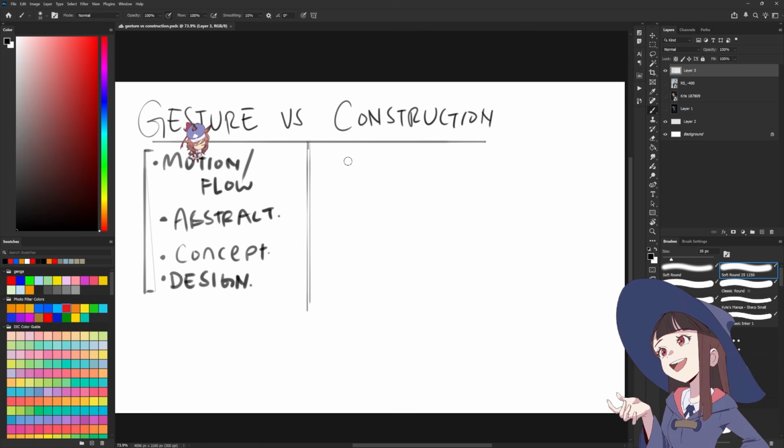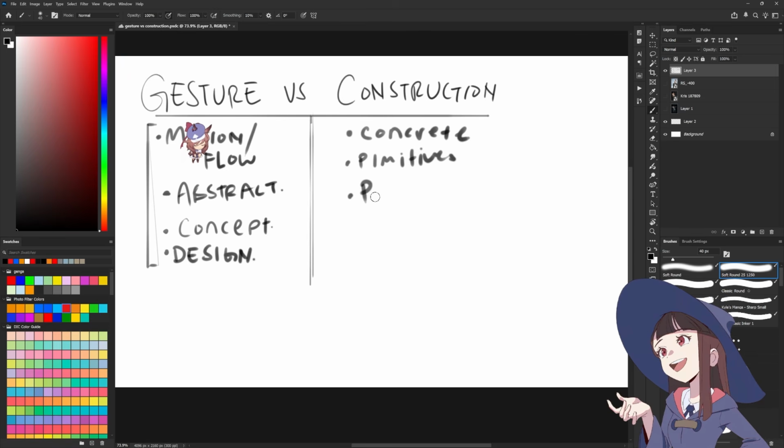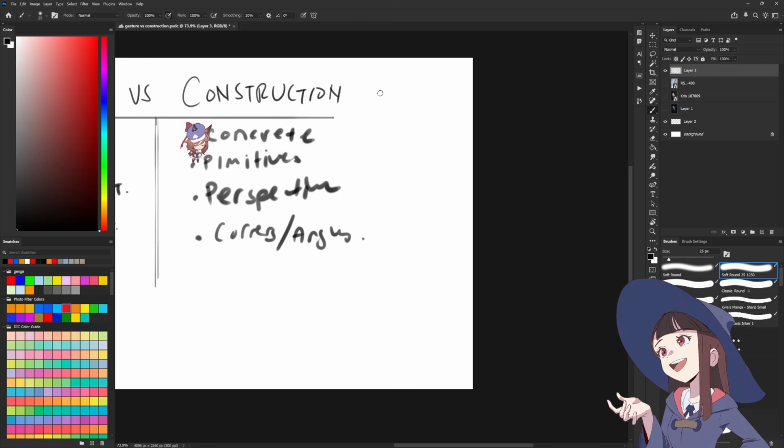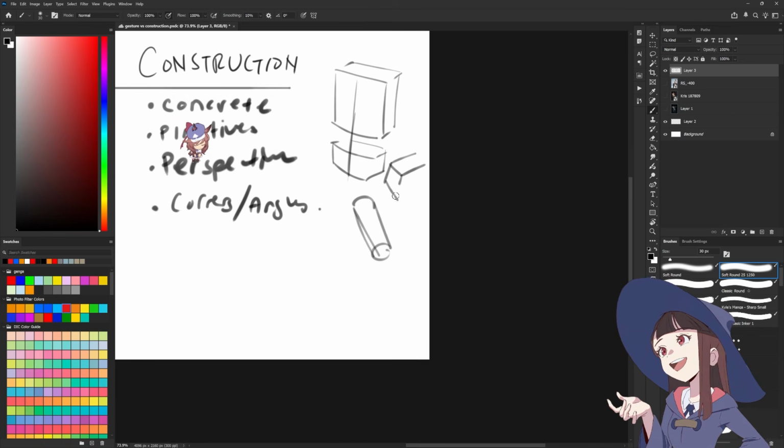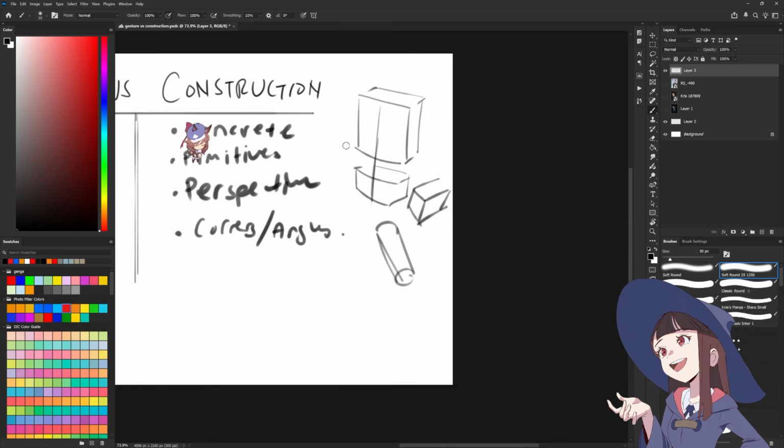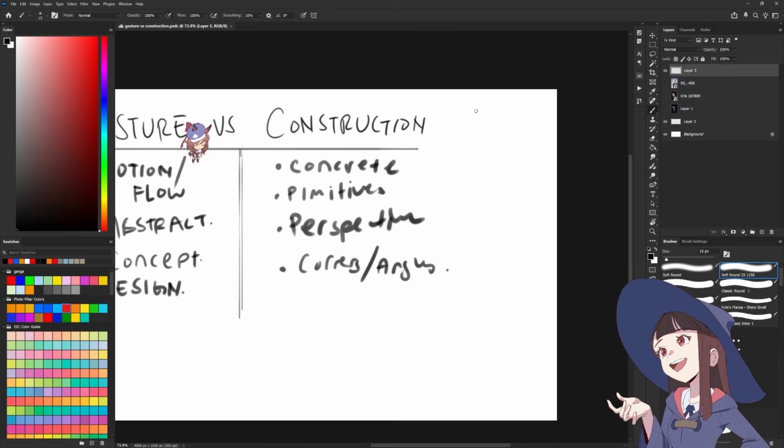Now, what is construction then? Construction is almost the opposite. Concrete primitives, it focuses a lot more on perspective, corners, and angles. So what I mean by all of this: construction is basically when you see people draw out figures with boxes and cylinders in different angles, putting them in different perspectives. There isn't too much to say about construction because I think it's pretty straightforward. You just need to know your 1-point and 2-point perspectives.